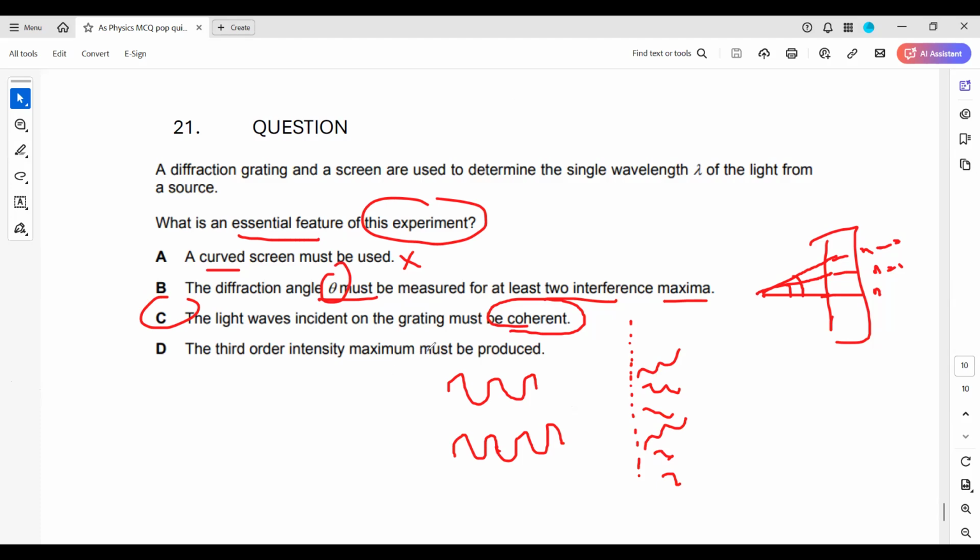The third order intensity maxima must be produced. No, that's not it. It can be fourth order or fifth order intensity maxima. It totally depends on d and the wavelength which we are using. But what is the essential feature? The light which we are using, incident on the grating element, must be coherent. If it is not coherent, we cannot observe the interference pattern.